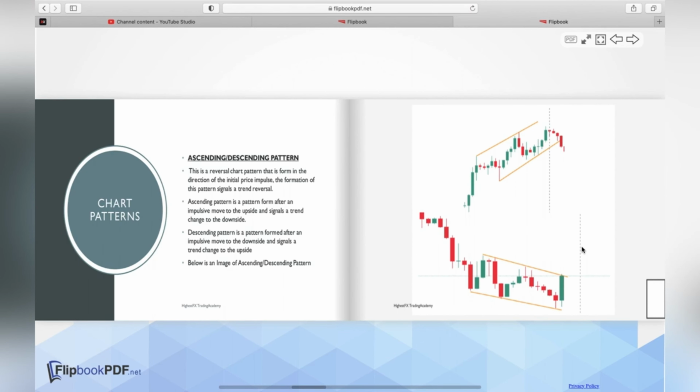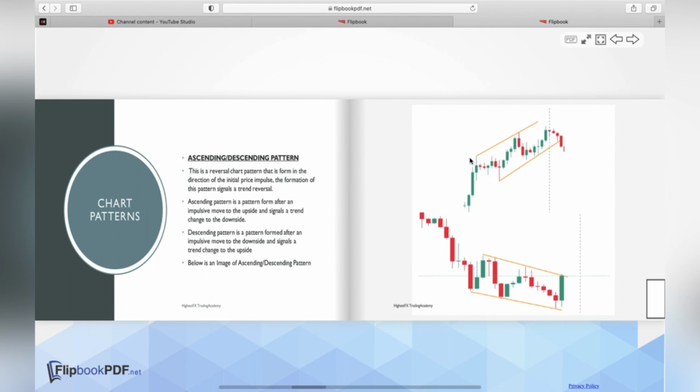Then this is an ascending or descending pattern. He said this is a reversal chart pattern that is formed in the direction of the initial price impulse. Like you see the price run down impulsively, and the pattern is formed in the same direction. The impulse was downward, and the pattern is still downward, which means it's a descending pattern. This one is upward: the impulse is upward, and then the correction is going in the same direction, though without momentum.